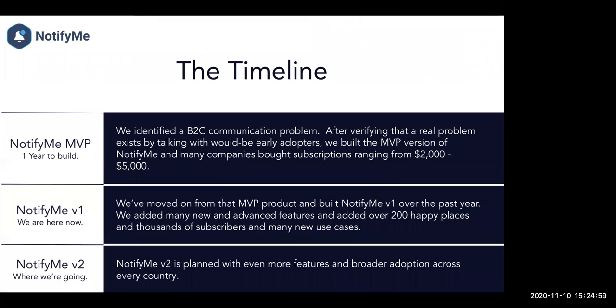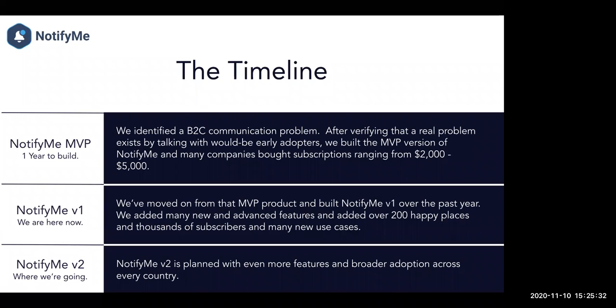When it comes to the timeline, essentially we identified a need. I identified it at my school. The school was struggling to communicate with the 39 languages of parents who are paying $35,000 a year for the privilege of sending their children to an international school. We built an MVP and quickly proved the commercial viability by bringing on golf courses and schools, ranging between $2,000 to $5,000 for year one subscriptions.